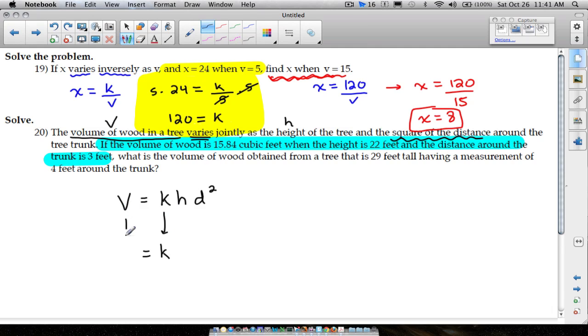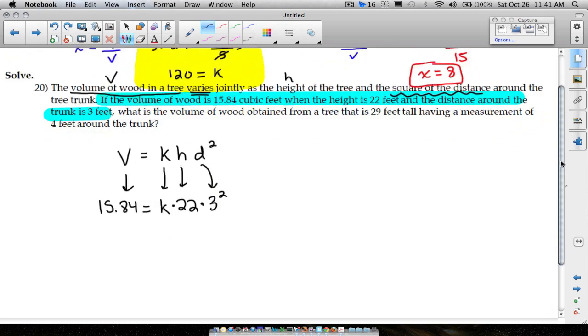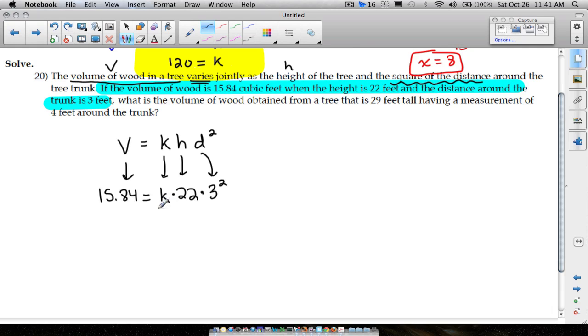What does it say about volume? Volume is 15.84 cubic feet. So we'll just write 15.84. The height is 22. So k times 22. And then the distance around the tree trunk is 3. But don't forget, you have to take that d, which is 3, and you got to square it. Notice we've plugged in everything. The only number we have left to find is k. So let's solve this equation.